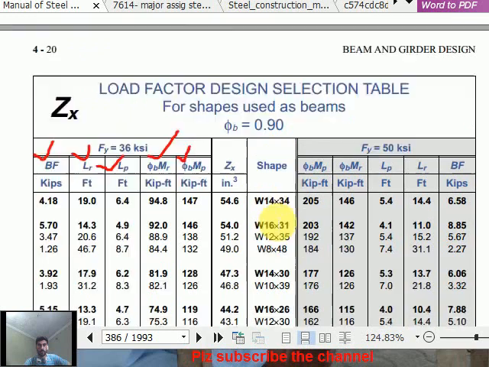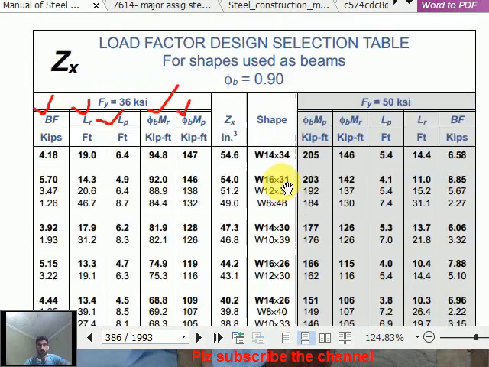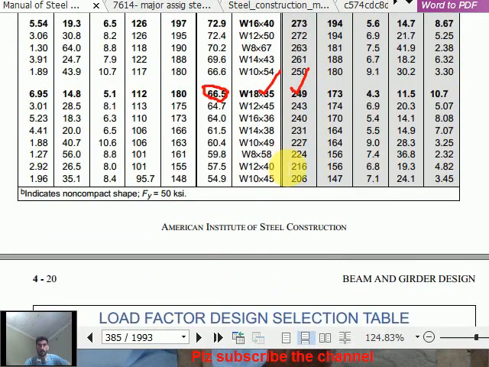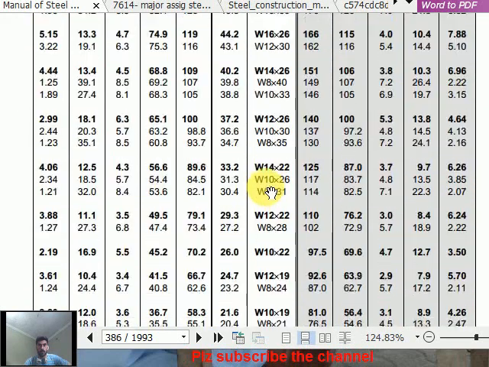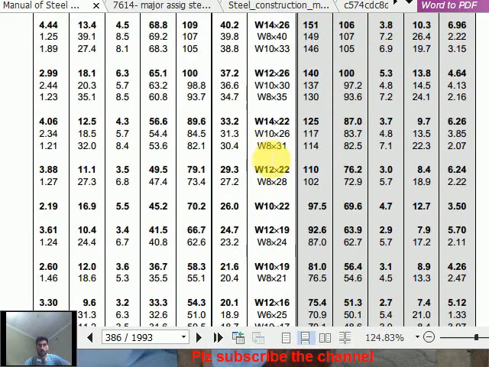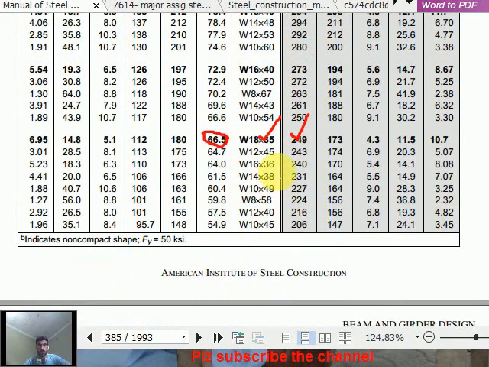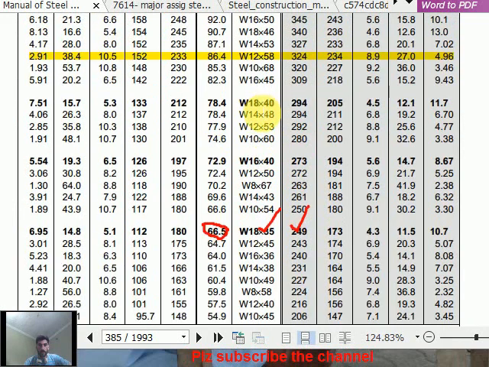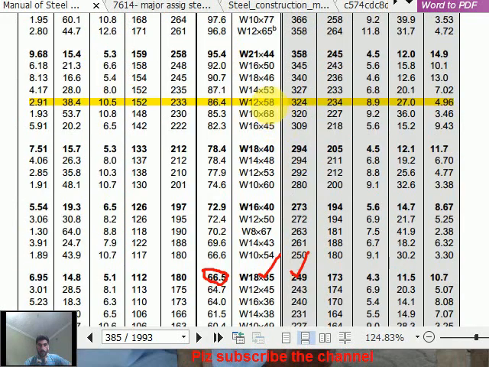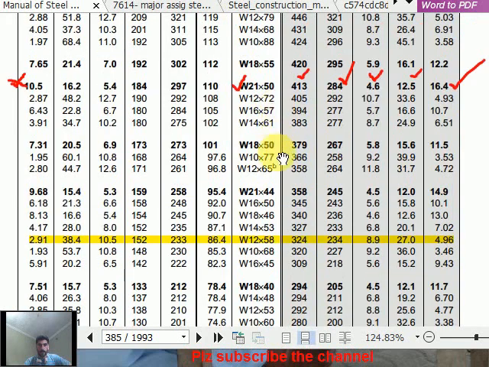My section, where is my section? W18x35, okay. Going up, here, this one, W18x46, and I think W18x50. So we have to select these values, okay, not those values, remember.